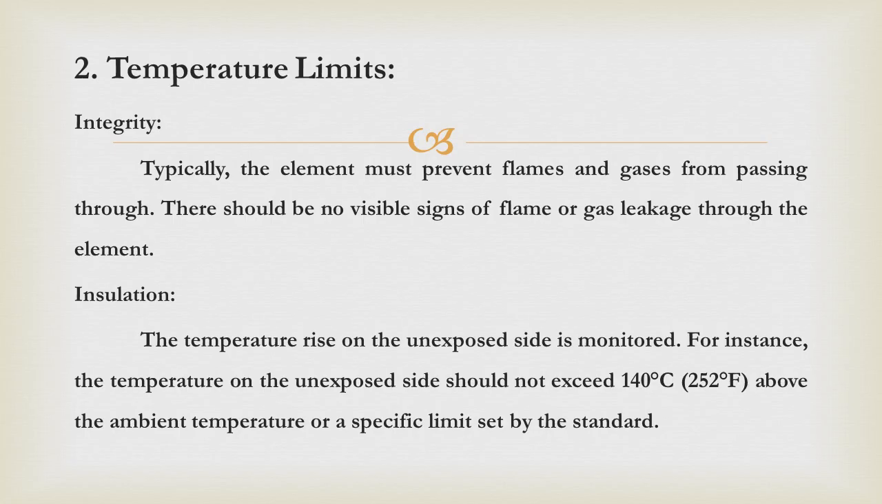Temperature limits. Integrity: typically, the element must prevent flames and gases from passing through. There should be no visible signs of flames or gas leakage through the element. Insulation: the temperature rise on the unexposed side is monitored. For instance, the temperature on the unexposed side should not exceed 140 degrees Celsius, that is 252 degrees Fahrenheit, above the ambient temperature or a specific limit set by the standard.